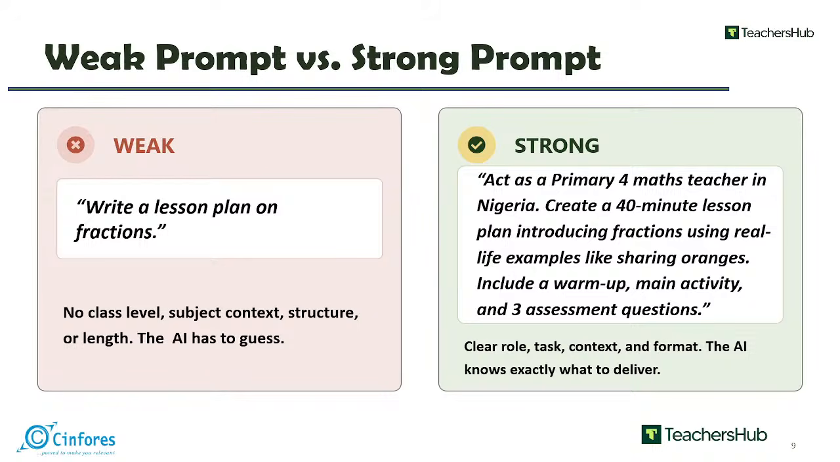So the AI doesn't know if I am in Nigeria. The AI doesn't know if I am in America. You understand? The way you teach fractions in Nigeria, even though it's the same topic and there is similar information, might not be the same way you teach it when you go outside Nigeria. So all these things, if they are not there, will make your prompts weak.